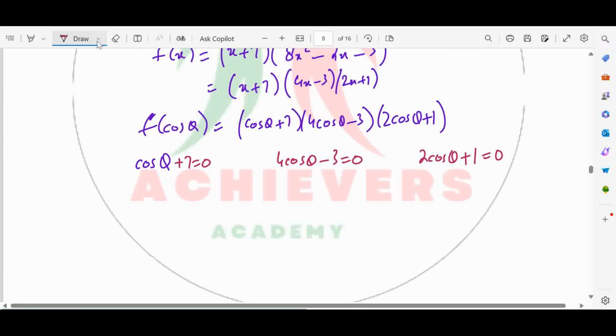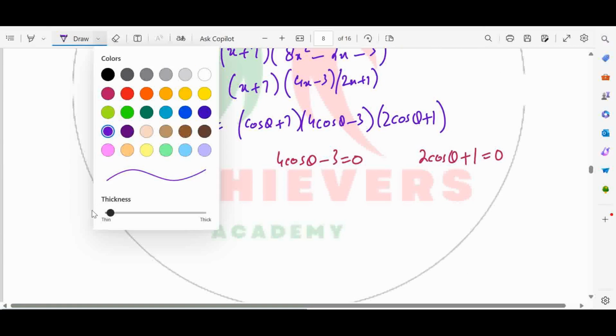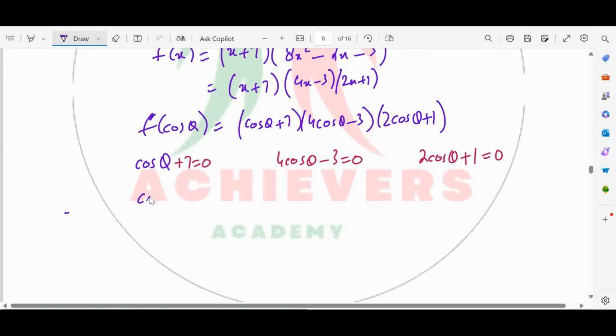Now from here we can see that cos theta is equals to minus 7, 4 cos theta is equals to 3, which means cos theta is equals to 3 by 4, and from here cos theta is equals to minus 1 by 2. Now we know that this one will not be possible. So what we need to do is find out the remaining two.